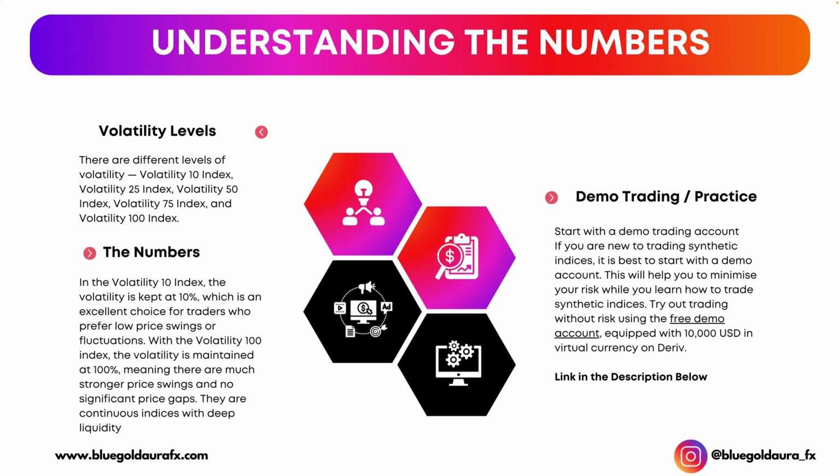So let's say in the Volatility 10 Index, the volatility is kept at 10%, which means it's 10% volatile, which is an excellent choice for traders who prefer low price swings or fluctuations. It is a bit slow and calm, right? With the Volatility 100 Index, the volatility is maintained at 100%, meaning there are much stronger price swings and no significant price gaps. They are continuous indices. So V100 is 100% volatile. It's a bit faster and more aggressive, right?